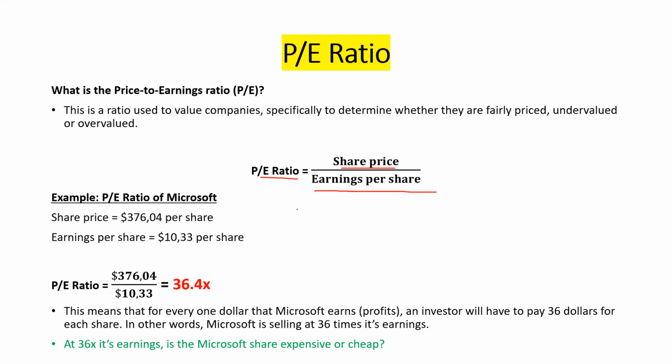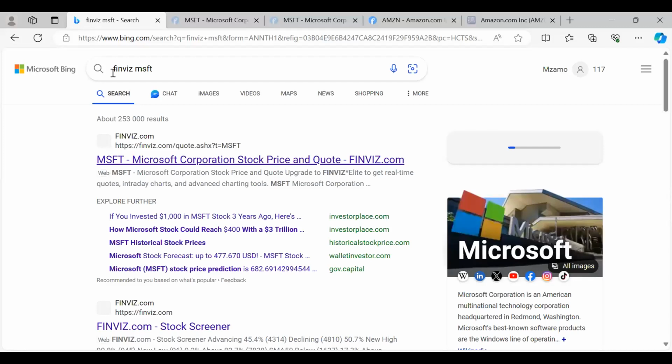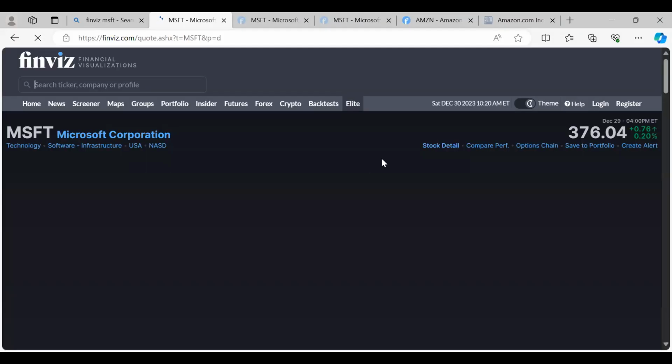Okay, so let's look at one example. Let's calculate the PE ratio of Microsoft. We will need the share price and we will need the earnings per share. Where do we get this information? We go to our FinViz website, where we'll get the information for Microsoft. So we go to our web browser, we type in FinViz MSFT, which is the ticker symbol for Microsoft, and we click on the link, which will take us directly to the FinViz website where all the information we need for Microsoft is displayed.